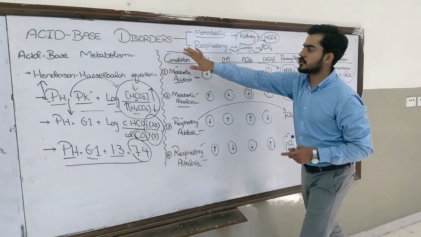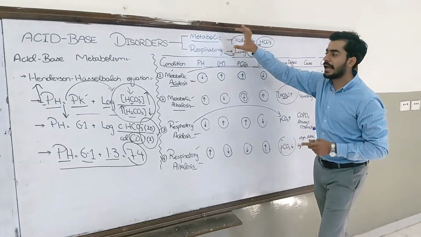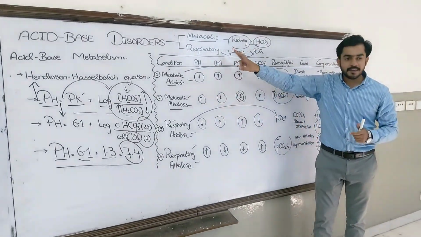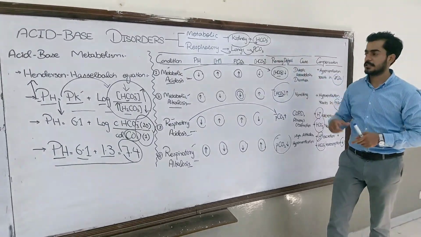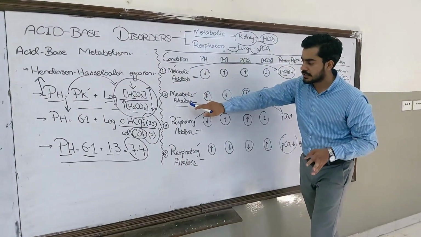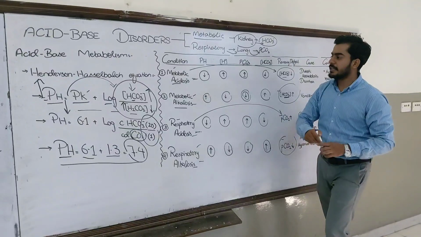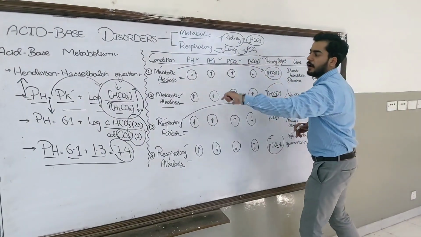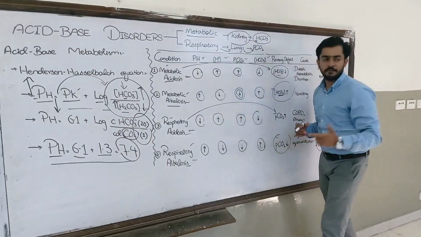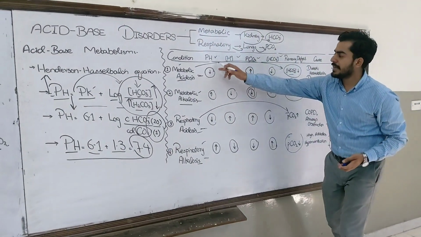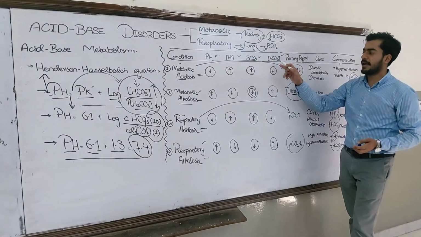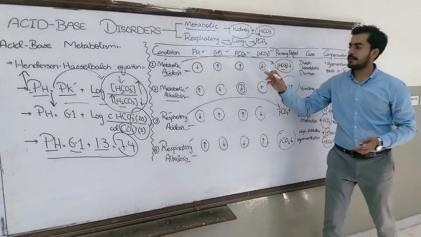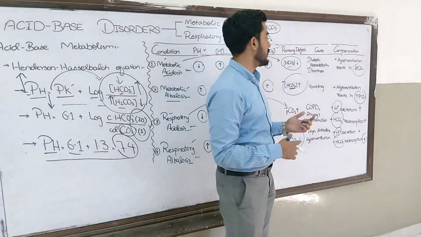Talking about the acid-base disorders, there are two types, metabolic and respiratory: metabolic acidosis or metabolic alkalosis, respiratory acidosis or respiratory alkalosis. Four conditions, and these are the four major parameters or findings to conclude which disorder is there: pH, hydrogen ion concentration, partial pressure of carbon dioxide and bicarbonates. These can all help us find which condition is present.